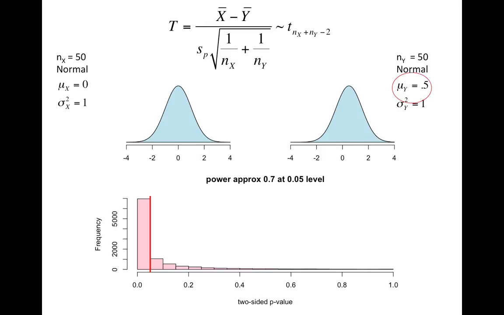We hope that we do reject the null. And we see that in 70% of the simulations we did. In 70% of the time, when I select 50 values here and 50 values here and calculate a p-value, I do indeed get a p-value less than 0.05. So that's a good thing. The power is 0.7.